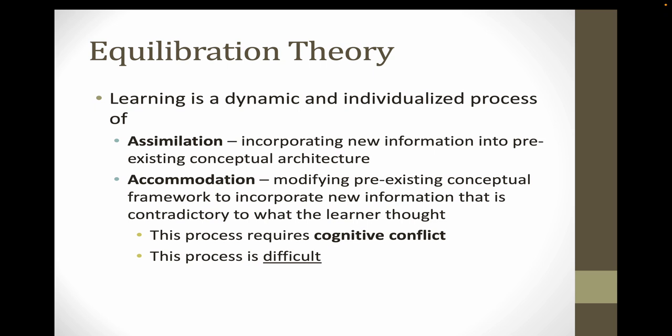But learning is a dynamic and individualized process. Okay, so it happens inside your head. I can't do it for you. And there's two ways of learning. There's assimilation. So this is simply just incorporating new information into what's already there. So when you first learned to write, that was assimilation. And then there's accommodation. Accommodation is when you have to modify something that's already there in your brain. And it's a lot harder.